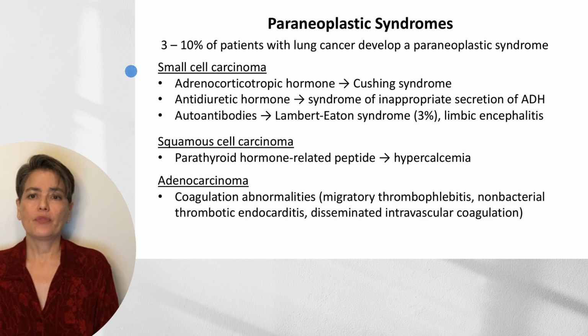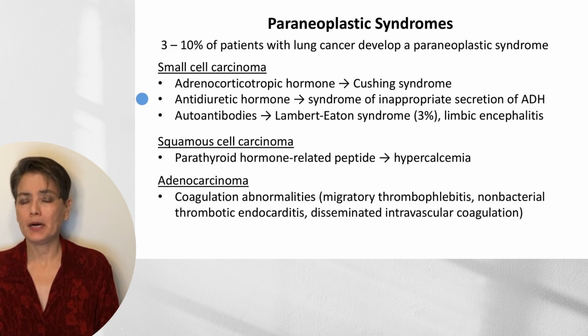So in small cell carcinoma, which is our neuroendocrine carcinoma, it can make a variety of peptides as well as generate autoantibodies that result in paraneoplastic syndromes. So small cell carcinoma can release adrenocorticotropic hormone, resulting in Cushing syndrome. We can get release of antidiuretic hormone, resulting in the syndrome of inappropriate secretion of ADH.